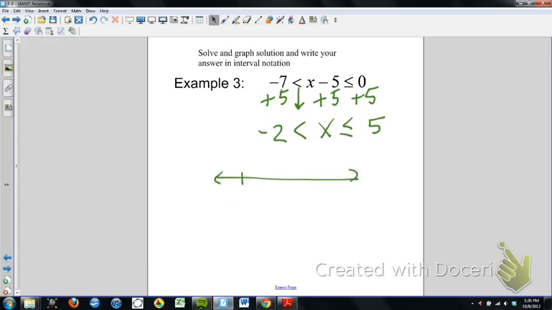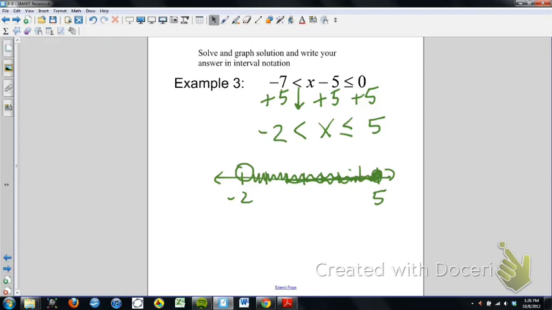Okay, and we graph that. We put negative 2 here, negative 1, 0, 1, 2, 3. Let me make this bigger here. 4, 5. So 5 would be there. Okay, it's an open circle at negative 2 because I don't have an equality symbol there. It's just strictly greater than. It's a closed circle at 5, and there is shading in between.